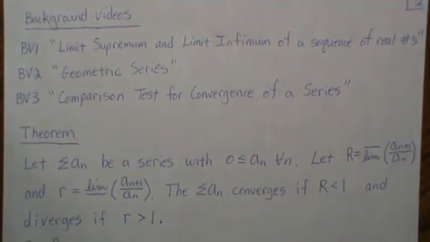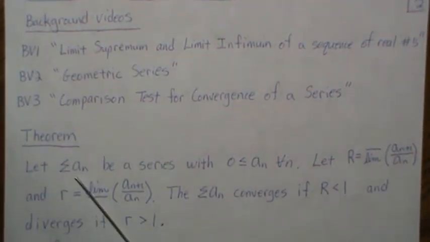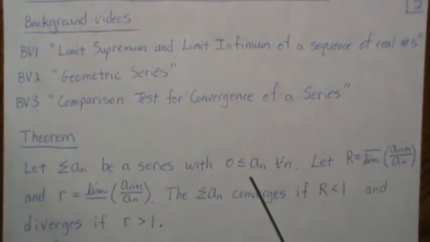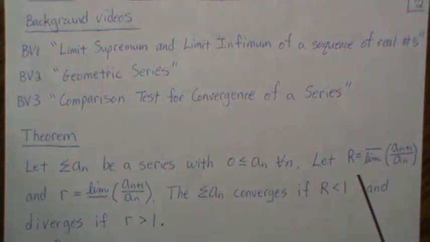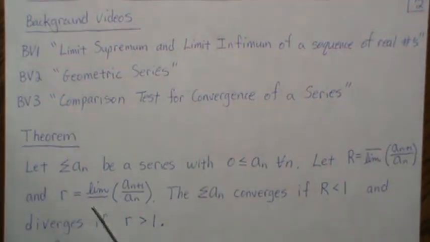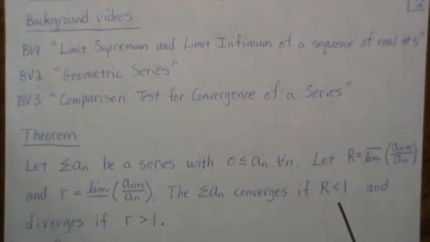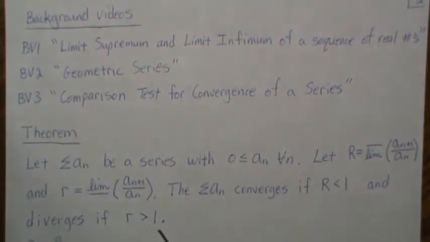The theorem that we're going to look at in this video is this: let this be a series with non-negative terms, and this for all n, and let R be the limit supremum of this ratio, and let little r be the limit infimum of this ratio. Then the series a_n converges if capital R is less than 1 and diverges if little r is greater than 1.